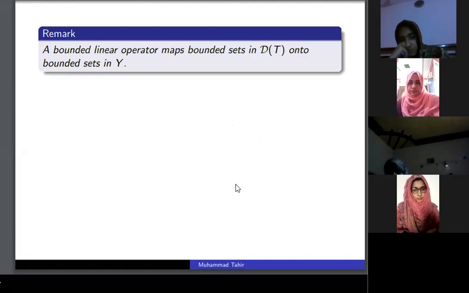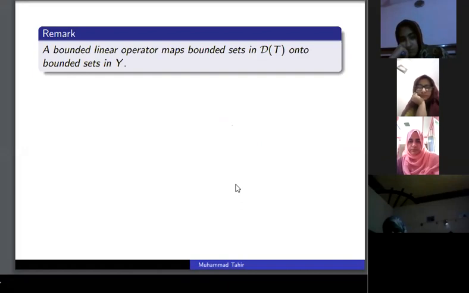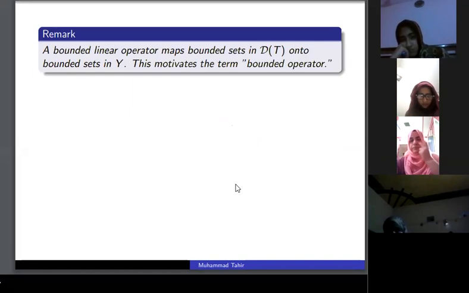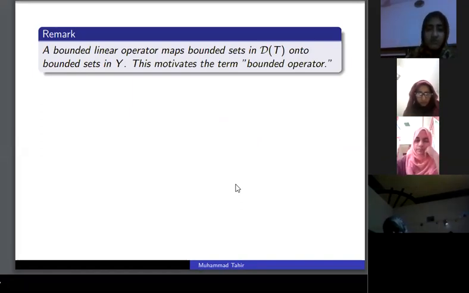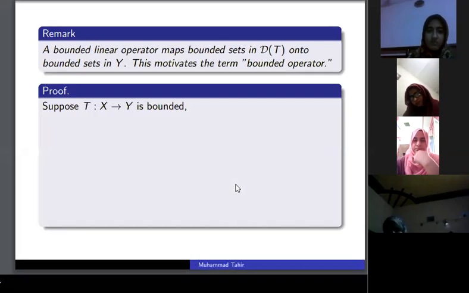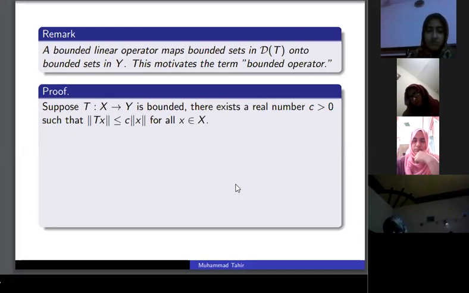Next is a remark. A bounded linear operator maps bounded sets onto bounded sets in Y. We can say that the image of a bounded set is bounded under a bounded linear operator T. This motivates the term bounded operator. This is why we call T a bounded operator. Now its proof. Suppose T from X to Y is bounded. Then there exists a real number C greater than 0 such that norm Tx is less than or equal to C norm x for every x in X. This is by definition of a bounded linear operator.